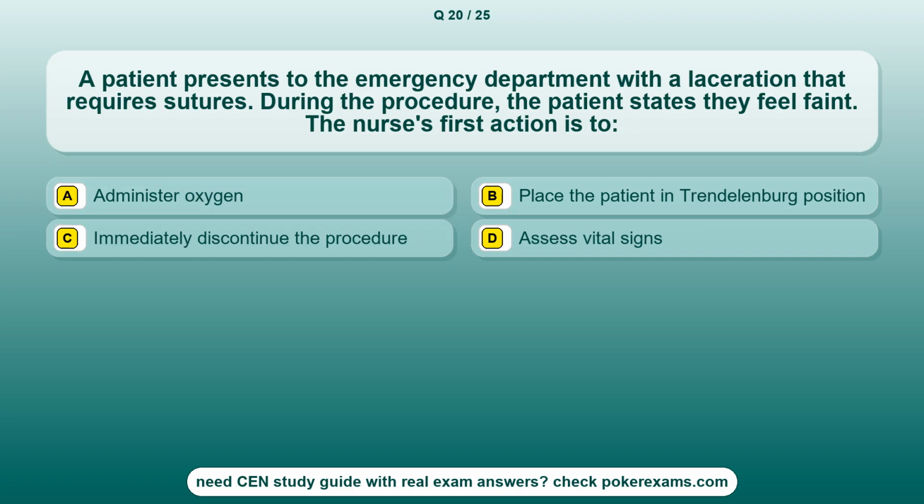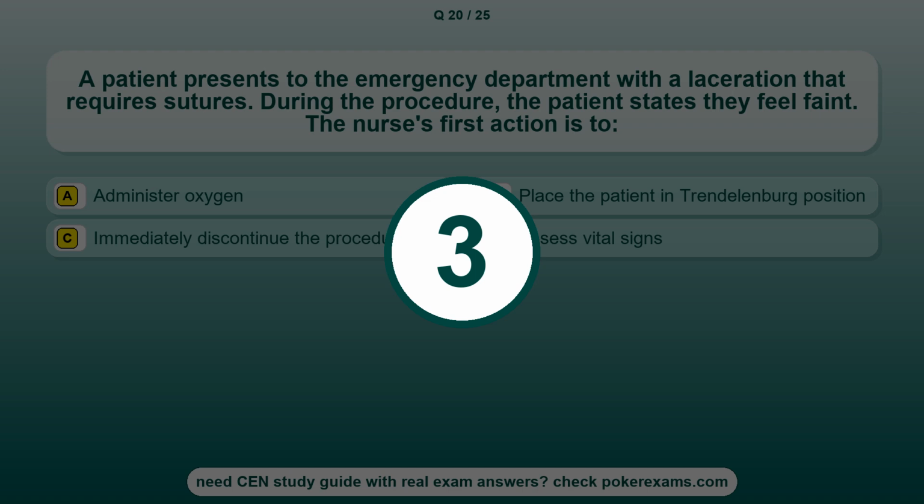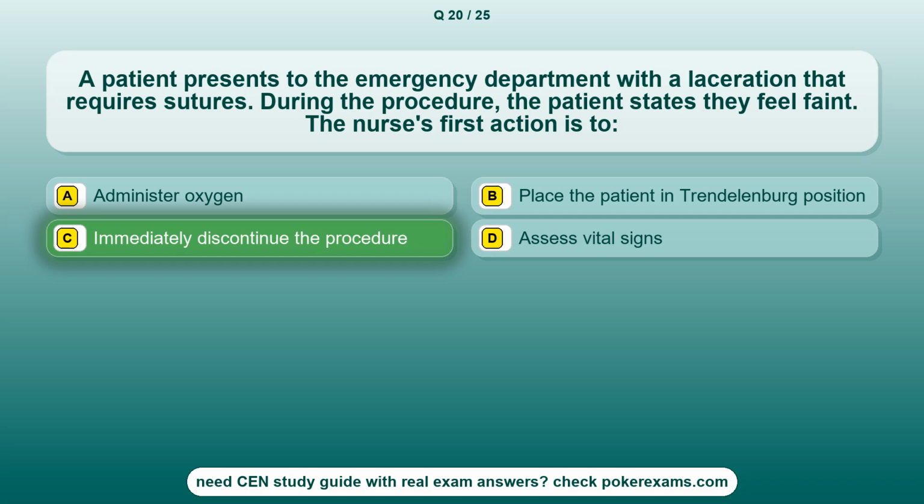Question 20. A patient presents to the emergency department with a laceration that requires sutures. During the procedure, the patient states they feel faint. The nurse's first action is to option A, administer oxygen. Option B, place the patient in Trendelenburg position. Option C, immediately discontinue the procedure. Option D, assess vital signs. The correct answer is option C, immediately discontinue the procedure.